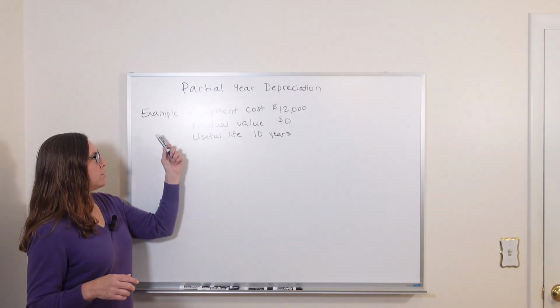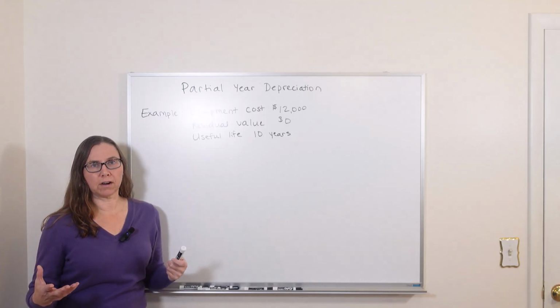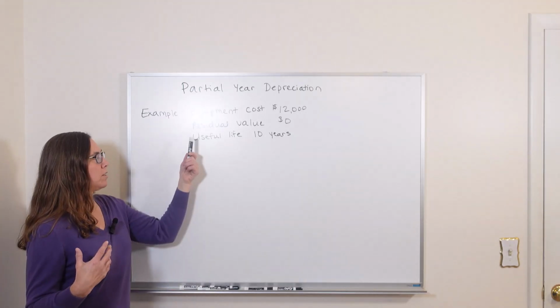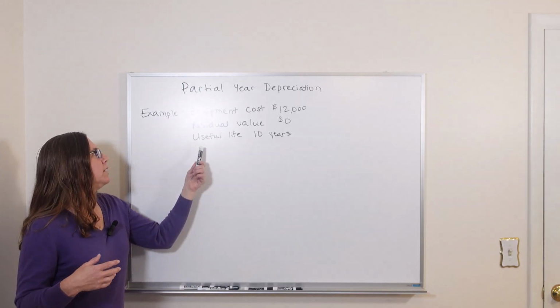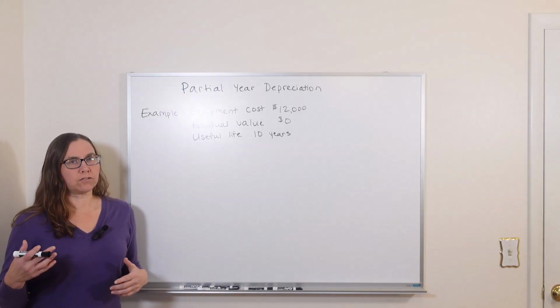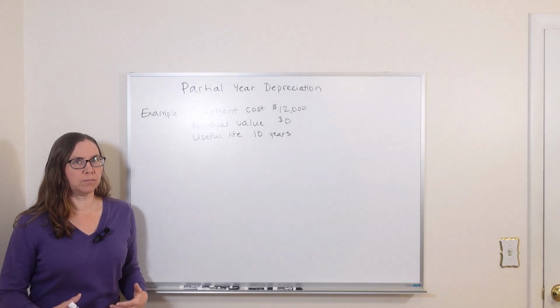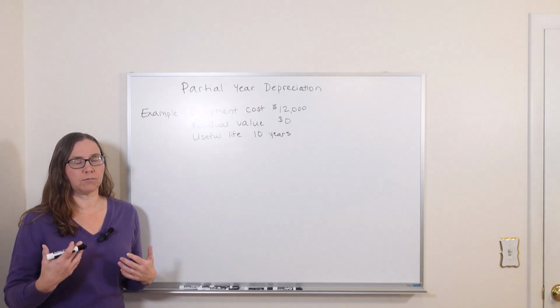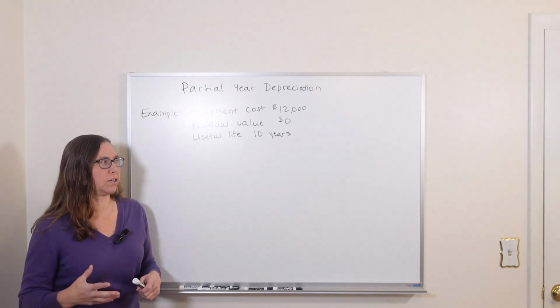And I'm going to use this example of equipment that costs $12,000 with a zero residual value and a useful life of 10 years. And I'm going to use straight line depreciation just because it's simple and straightforward, and it will be easy to demonstrate this with straight line.